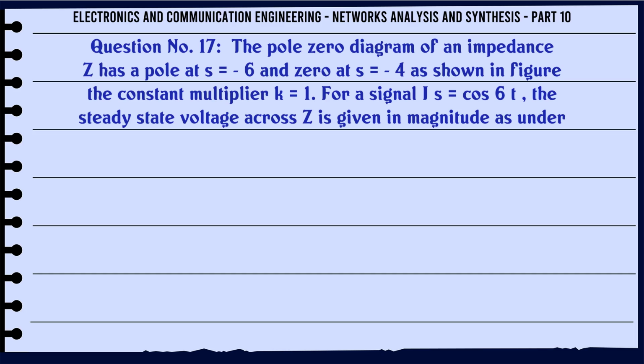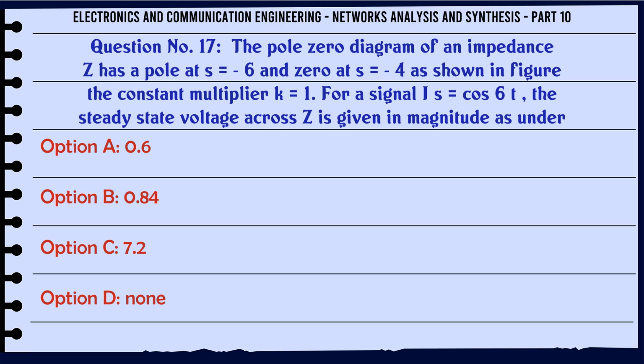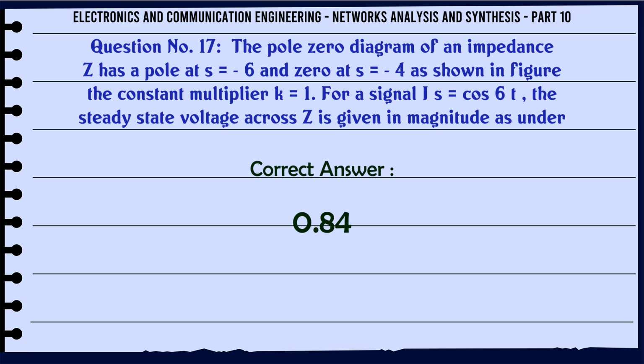The pole-zero diagram of an impedance Z has a pole at S = -6 and a zero at S = -4 as shown in the figure. The constant multiplier K is 1. For a signal Is cos 6t, the steady state voltage across Z is given in magnitude as A 0.6, B 0.84, C 7.2, D none. The correct answer is 0.84.